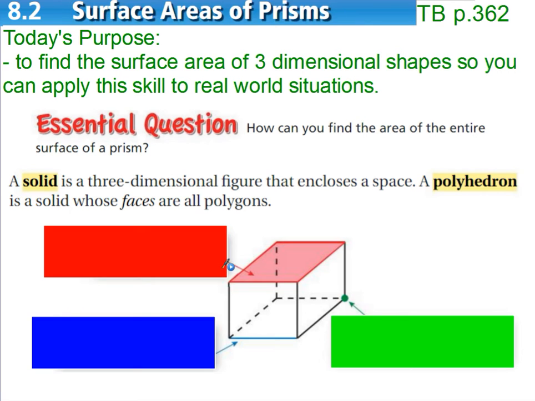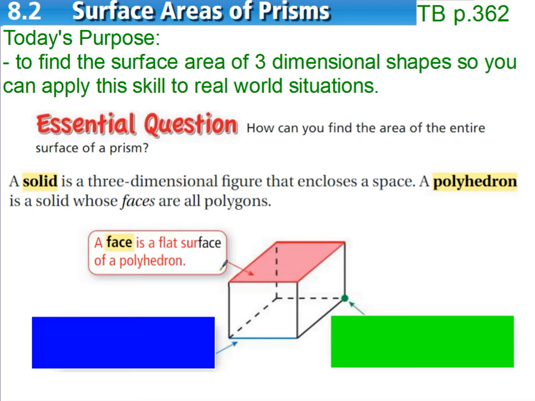So the first thing we're going to be discussing is a face. The face is the flat surface in the prism, and as you can see, one of the faces in this rectangular prism is shaded in pink. Every rectangular prism is going to have 6 different sides or 6 different faces, and I will be talking about that more in just a little bit.